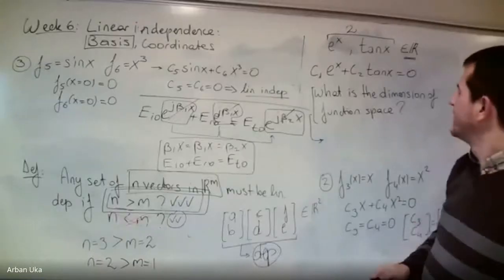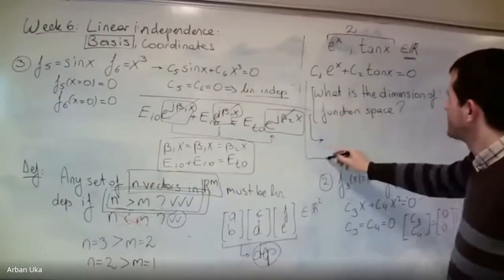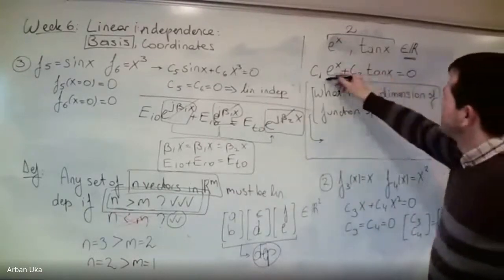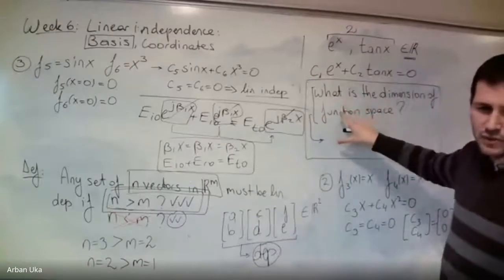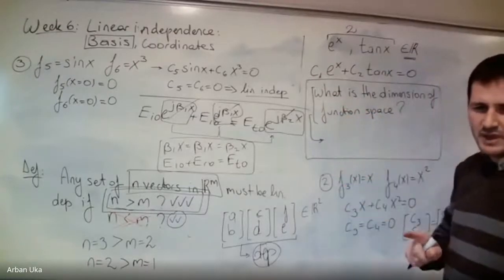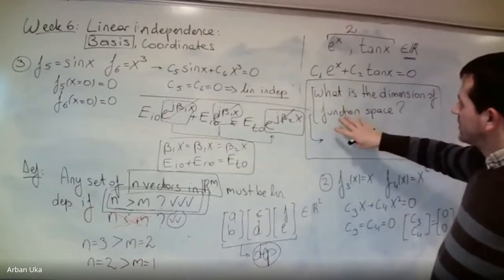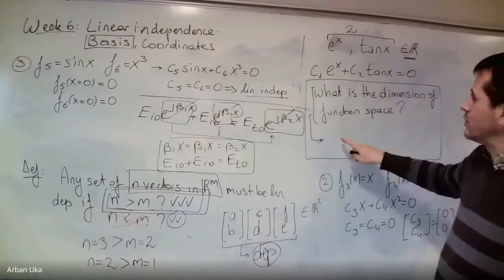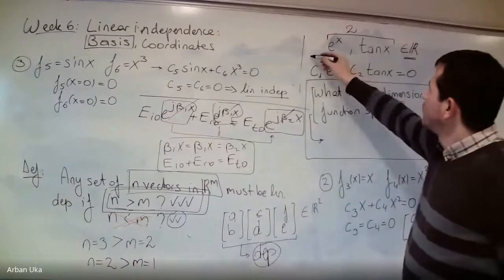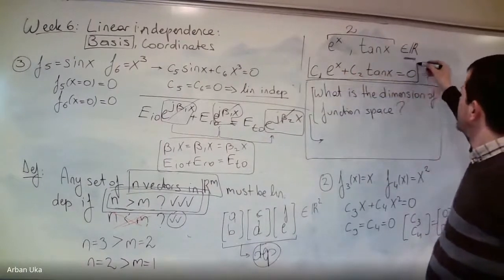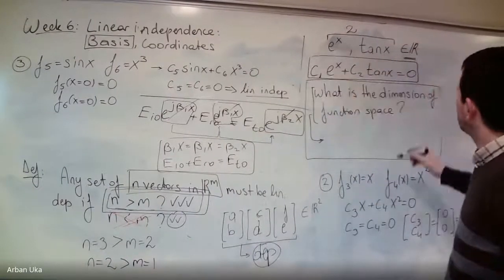Well, let me do it this way. So this part, this is a question which I'm going to answer to you in 1 minute with 2 sentences. But before we complete this one, which is like a bonus material for this course, who can answer this? For which values of C1 and C2 this identity is true?